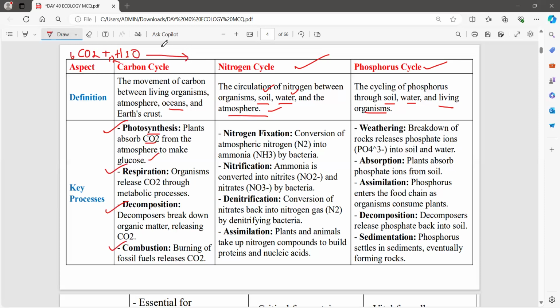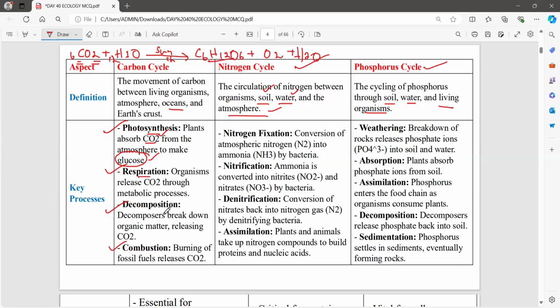6CO2 plus 12H2O in the presence of sunlight and chlorophyll is converted to what? C6H12O6. And what is this C6H12O6? Sorry, glucose. That is carbohydrate, more specifically glucose. So the plant is taking the carbon dioxide from the atmosphere and it is getting converted into a carbohydrate. That is, glucose is a primary source. Carbon and oxygen combined are called carbon dioxide. So carbon is taken in by means of photosynthesis.